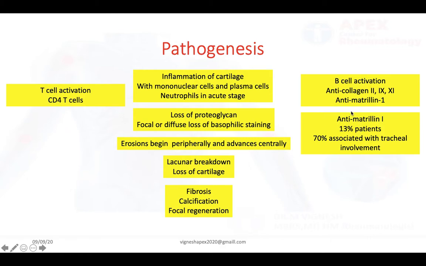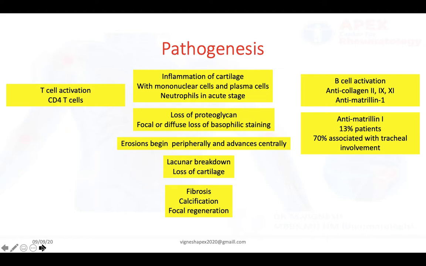Which of the autoantibodies in relapsing polychondritis is associated with tracheal involvement? The answer is anti-matrilin. About 70% of the patients who have matrilin positivity would have tracheal involvement. But the problem is its sensitivity is very low. It's present in only 13% of all patients with relapsing polychondritis. So if you have anti-matrilin 1 positivity, they are at risk of developing tracheal involvement. So what is the consequence of tracheal involvement?